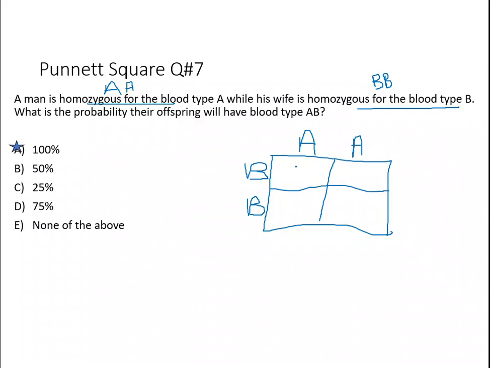Okay, so it will be AB and AB. So if you notice, it's going to be a 100% chance that their offspring will inherit or have the blood type AB. Okay.